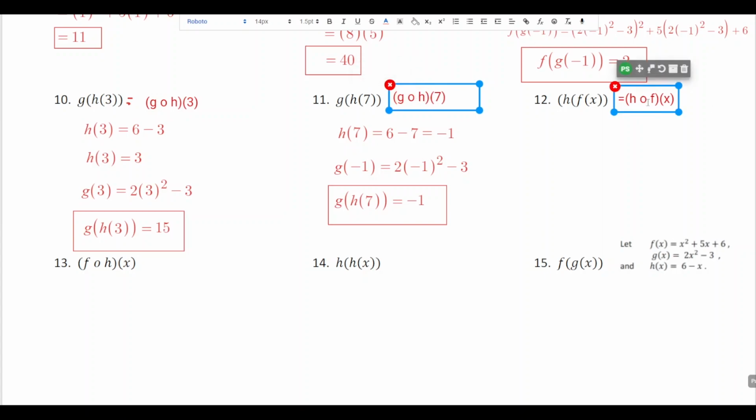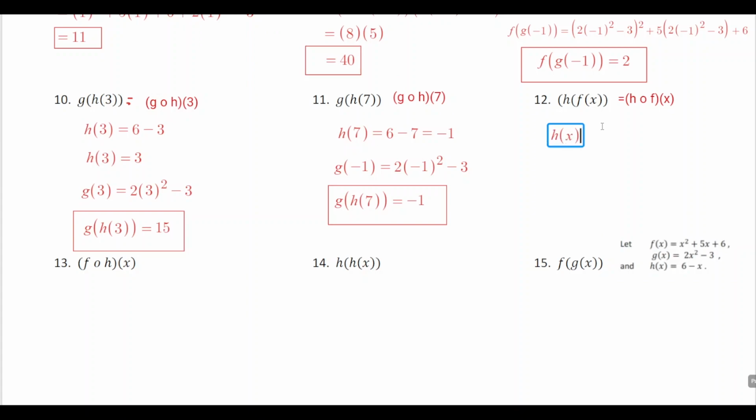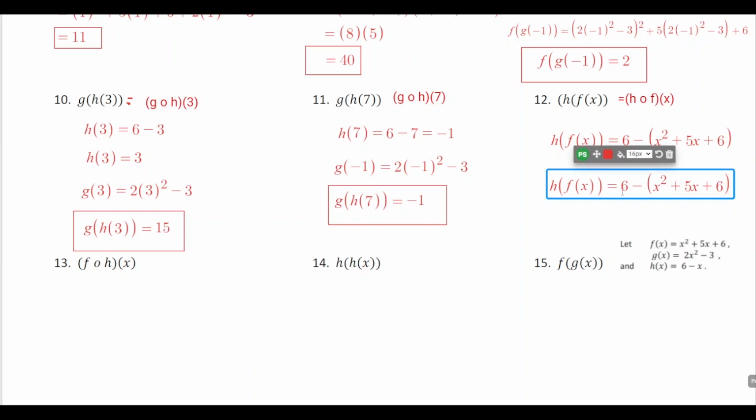So here we got h of f of x. What we're going to do is take this entire f of x function and plug it into h. So let's start by just writing out what h of x is. h of x is 6 minus x. So if I'm going to substitute f of x into there, I need to have 6 minus f of x. Okay, so f of x in this case is x squared plus 5x plus 6. So here we have x squared plus 5x plus 6. And then we can just go ahead and simplify this. So we get negative x squared minus 5x. And then we have 6 minus 6 is just 0. So this would be the end. That's it.